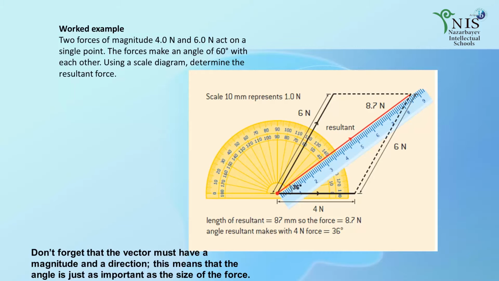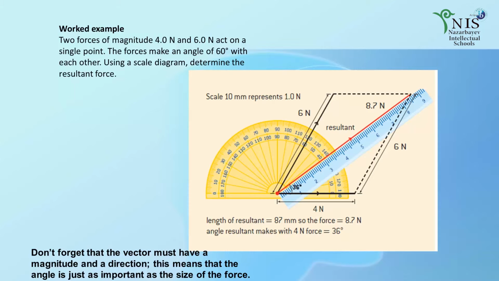Scale: 10 millimeters represents 1 newton. You choose one point, labeled with red color, and use the parallelogram method and transfer the two vectors, 4 newtons and 6 newtons, and find the diagonal of this parallelogram. It is the resultant force, the sum of the two forces.